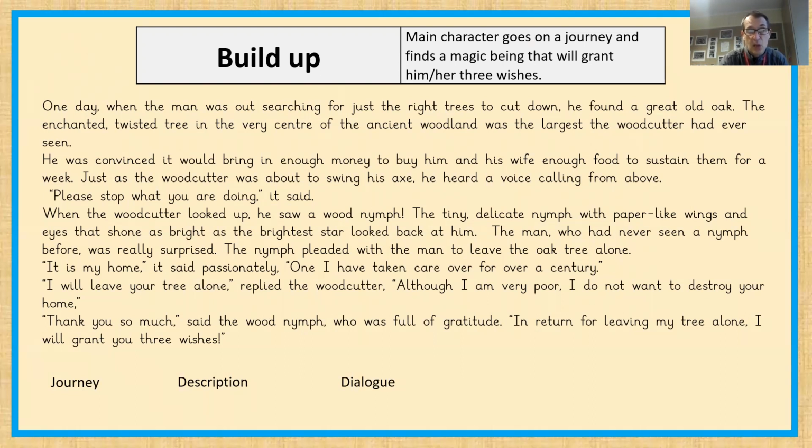So in the build-up, when you meet your magic being, you need to have some dialogue. There has to be some kindness. So the woodcutter is kind. The nymph asks to leave the tree alone, and the woodcutter says, I will not destroy your tree. So the woodcutter shows the nymph some kindness, and because of that, the nymph, the magic being, gives the woodcutter a reward of 3 wishes. Okay, so that's how the build-up works.